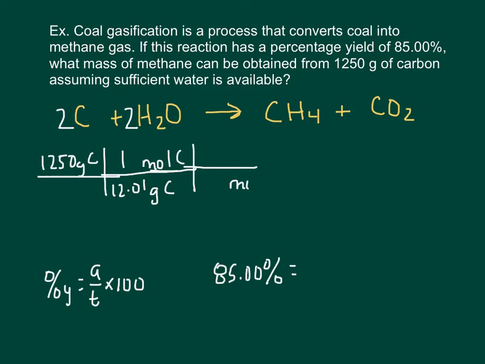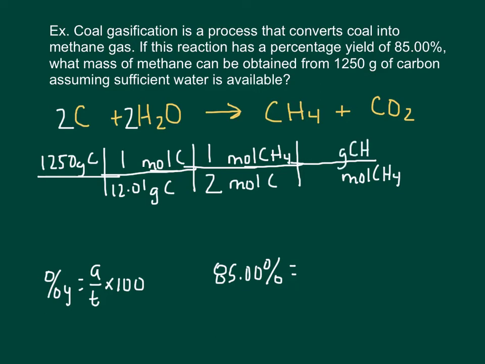And then moles of carbon down here to moles of, now this is where we switch over to our methane, CH4. And this is our mole-to-mole ratio. So we have 2 moles of carbon and 1 mole of CH4 from our balanced equation, and the coefficients on there. Then we go to moles of CH4, and then to grams of CH4. This is going to give us our theoretical yield of methane.